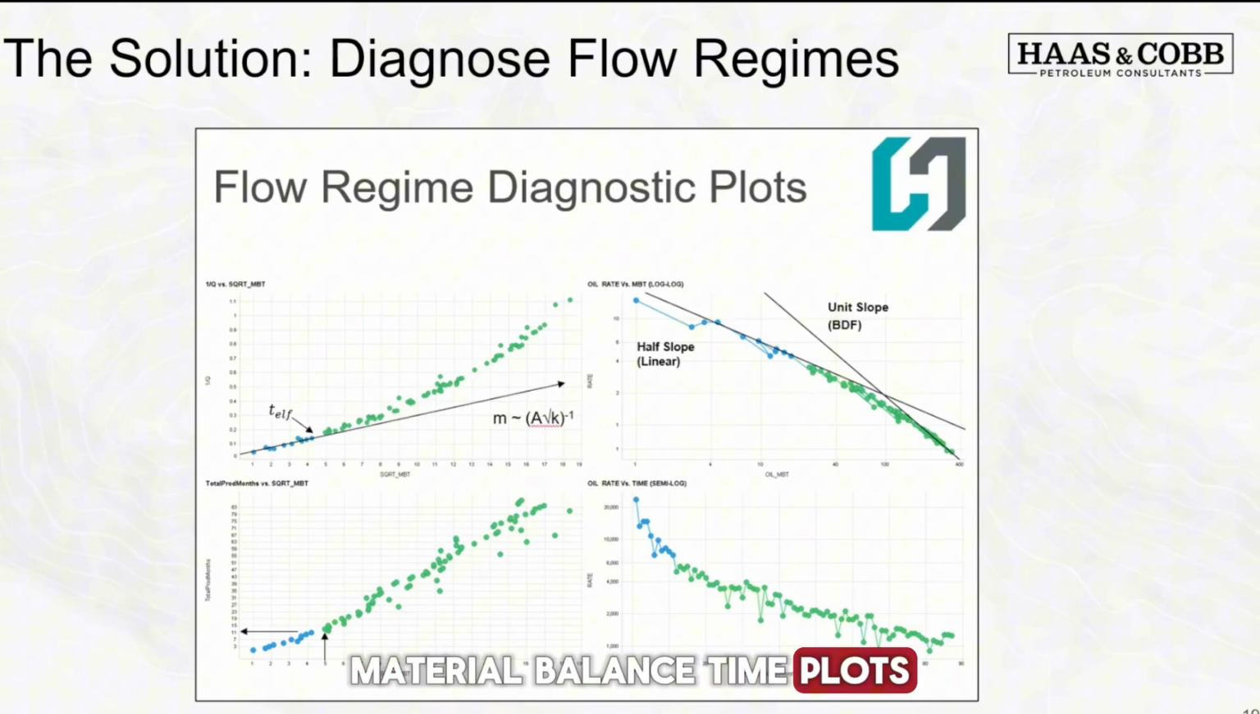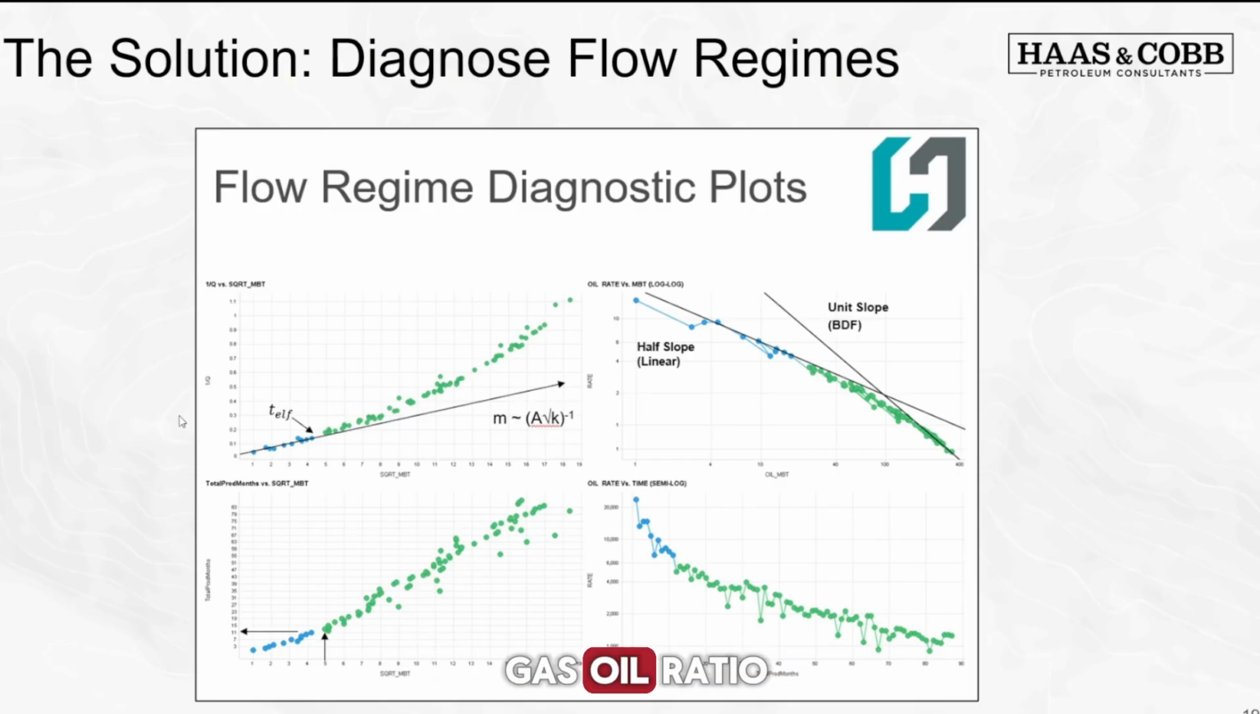Material balance time plots, and there's dozens of ways to identify this. Some folks use the gas-oil ratio, but you can look at when you start to deviate off of your inverse of the rate versus square root of your material balance time. When you begin to deviate off of this initial slope, that's the end of linear flow, right?